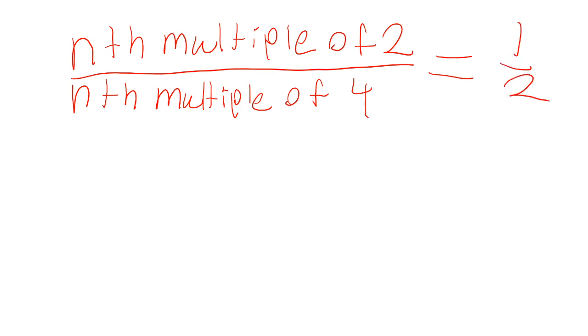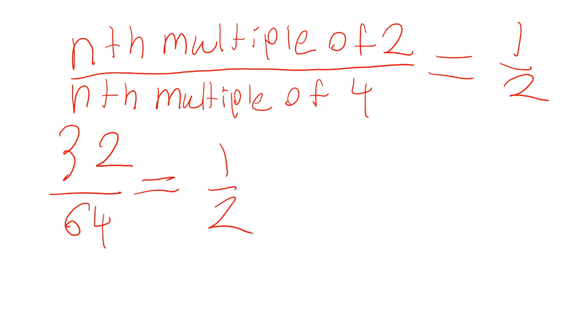Go ahead and test some numbers. Test the 16th multiple of 2. The 16th multiple of 2 is 32, over 64, which is just the 16th multiple of 4. And now notice how 32 times 2 is 64. That simplifies to 1/2. So always keep this in mind, that it's always going to simplify to 1/2.